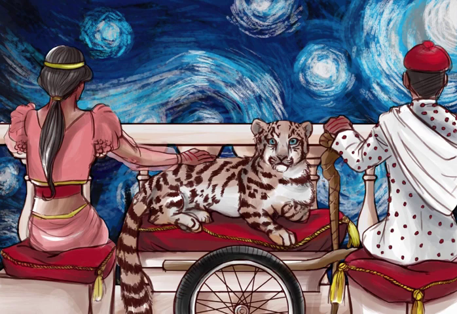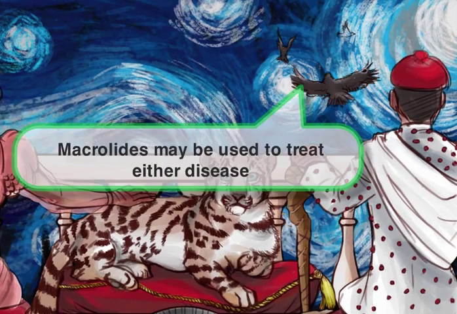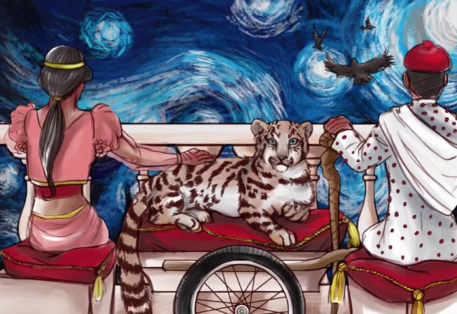We'll use the macrolide crows, our recurring symbol for macrolides. Let's draw them flying in the sky over here. And that's it. That's the story of Bart the leopard.